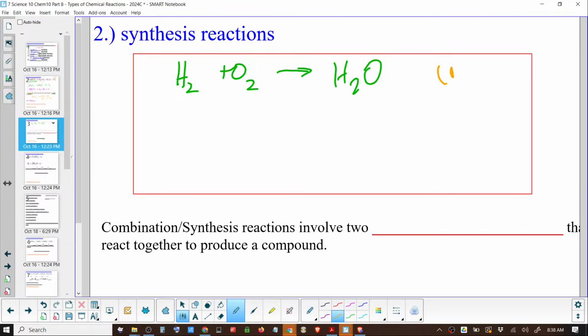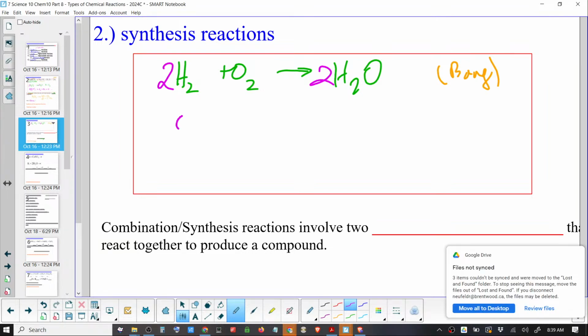That's not balanced. How would you balance it, Julian? 2H2 and O2 make 2H2O. So three things coming together to make two things. We have a joining together, and it goes bang.